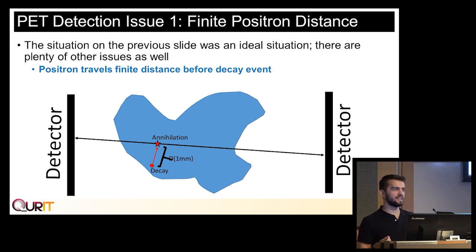Up to now, I've been saying that the two photons decay back to back, 180 degrees apart, and that the rest frames are equal. But of course, I made a few assumptions, and there are a few issues in PET. So everything was an ideal situation.